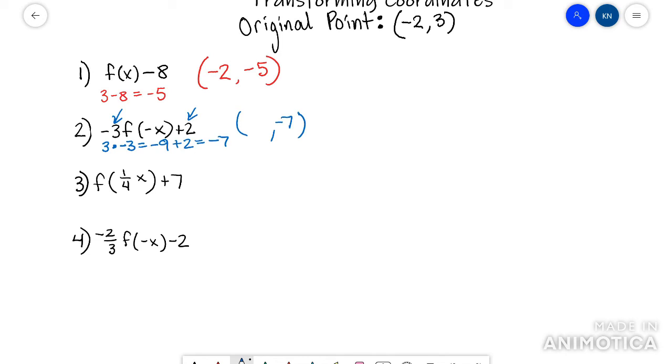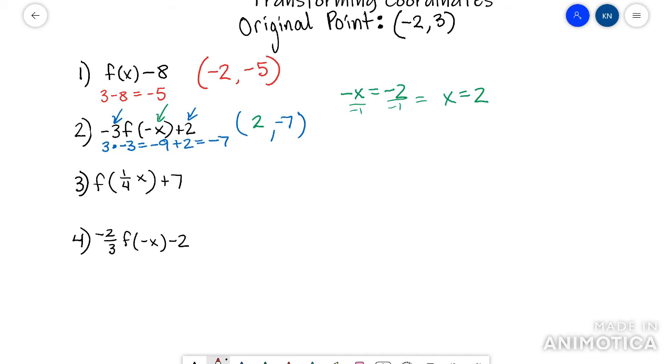Okay, now I'm going to focus on the inside. Remember, I said you're supposed to take whatever's inside here, so -x, and set it equal to your original x of your coordinate, so -2. And then you have to solve for x. So here I would divide by -1, and I would get x equals +2. Well, that's the new x of my coordinate.